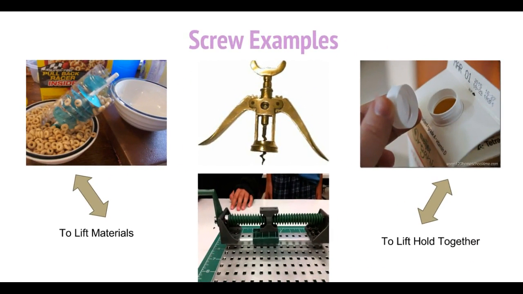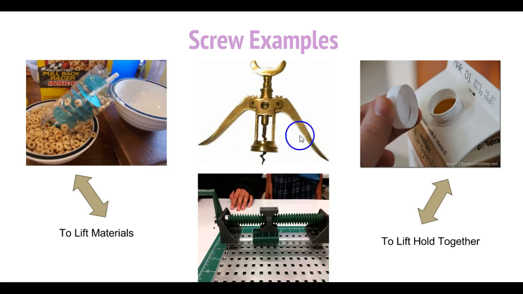So now let's look at some different types of screws. This right here is a screw that someone made. The purpose of this screw, which is pretty cool, is that when you turn it, it's going to actually lift the cereal from this bowl, and hopefully dump it out into this bowl. You could also use something like this to extract water. If we wanted to get water from a low area and move it to a high area, we could use a screw.